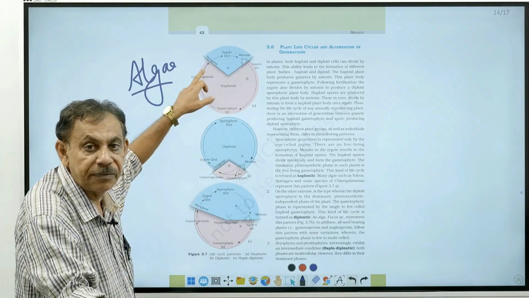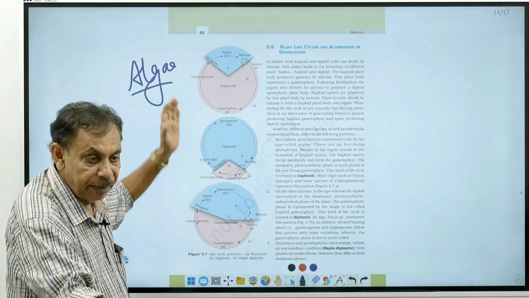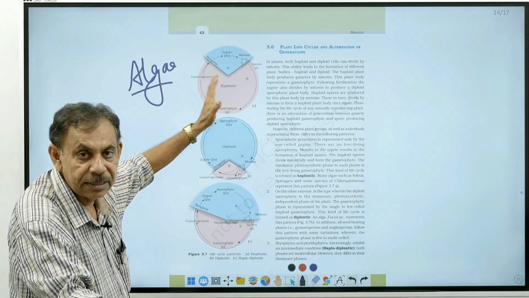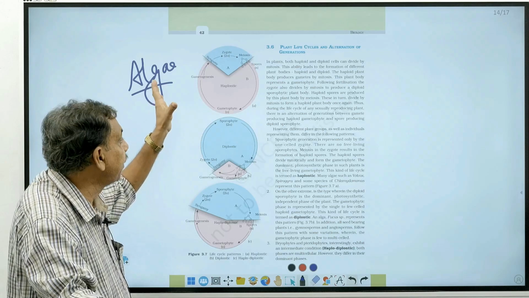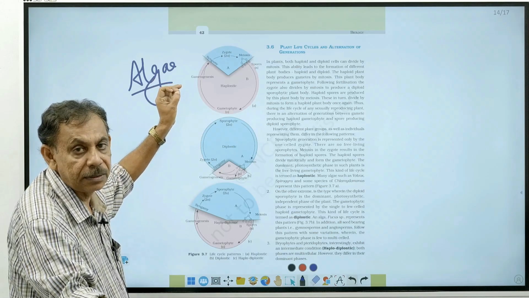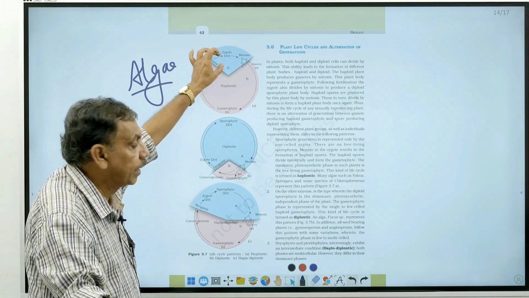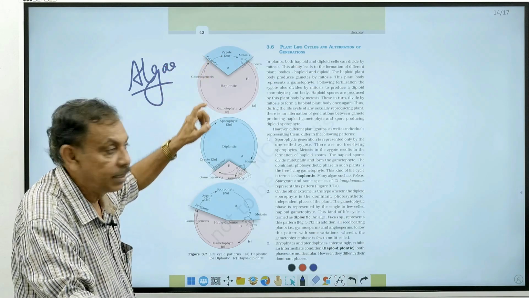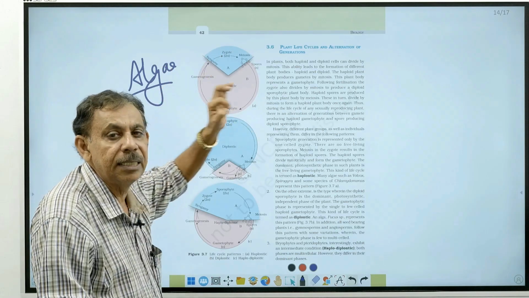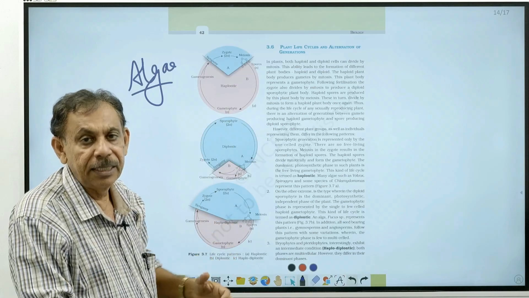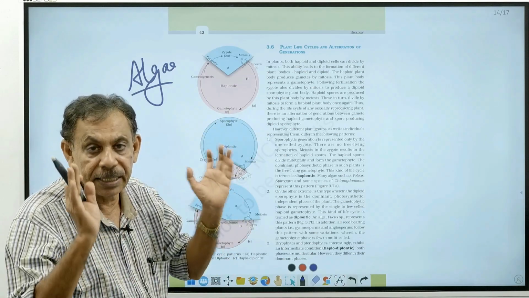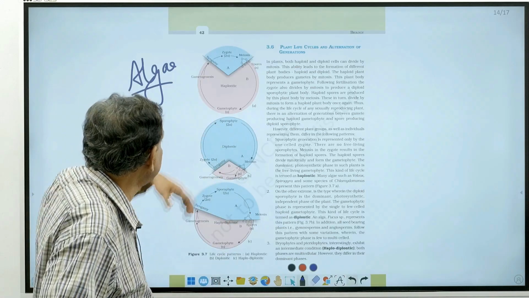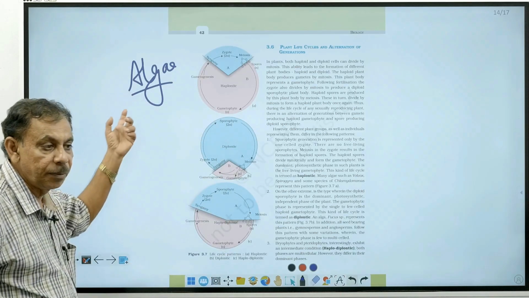In gametogenesis, two types of gametes are produced, maybe male gametes and female gametes. In some cases isogamy, in some cases oogamy. When two gametes fuse to form the zygote, that is called syngamy. This is the simplest life cycle, where the major part of the plant body is gametophyte, the dominant gametophytic generation. That is called haplontic, shown by algae.